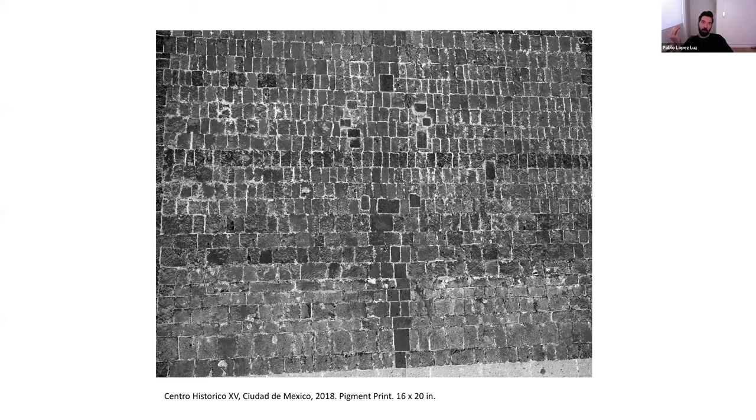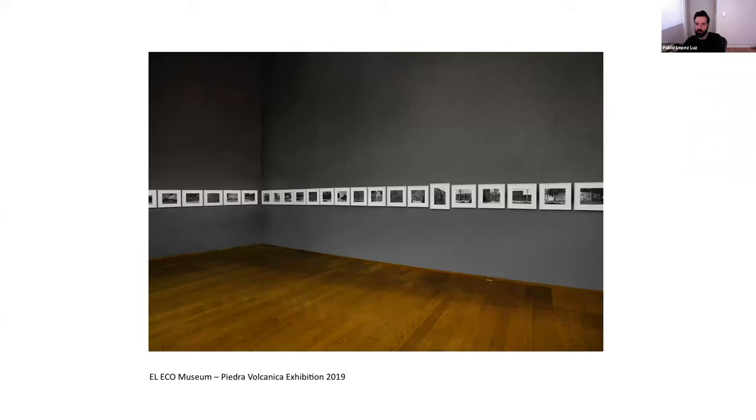So it's actually the outer wall of a church in downtown Mexico. And most of the churches are also built with bricks made out of volcanic stone. And these are two views of the exhibition space.